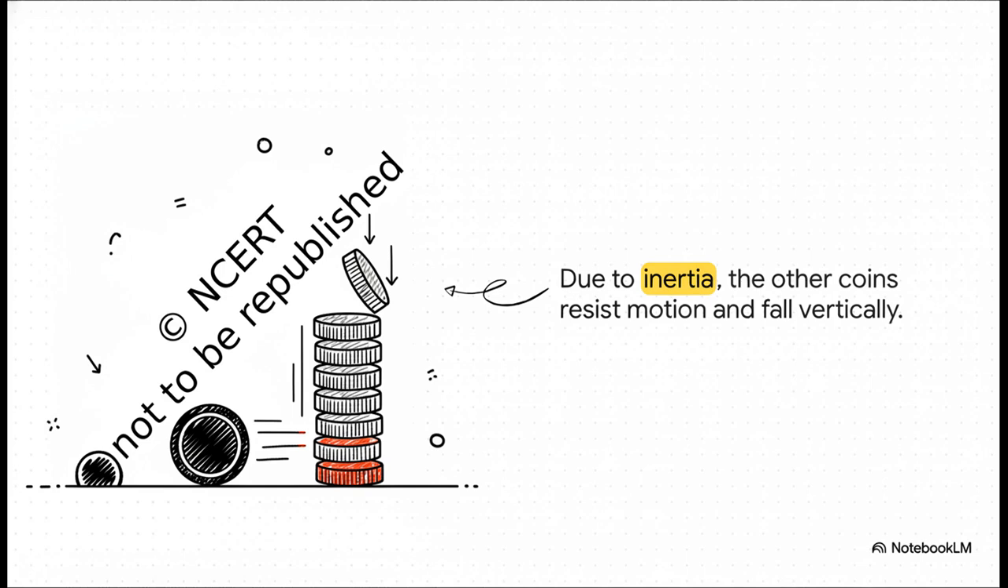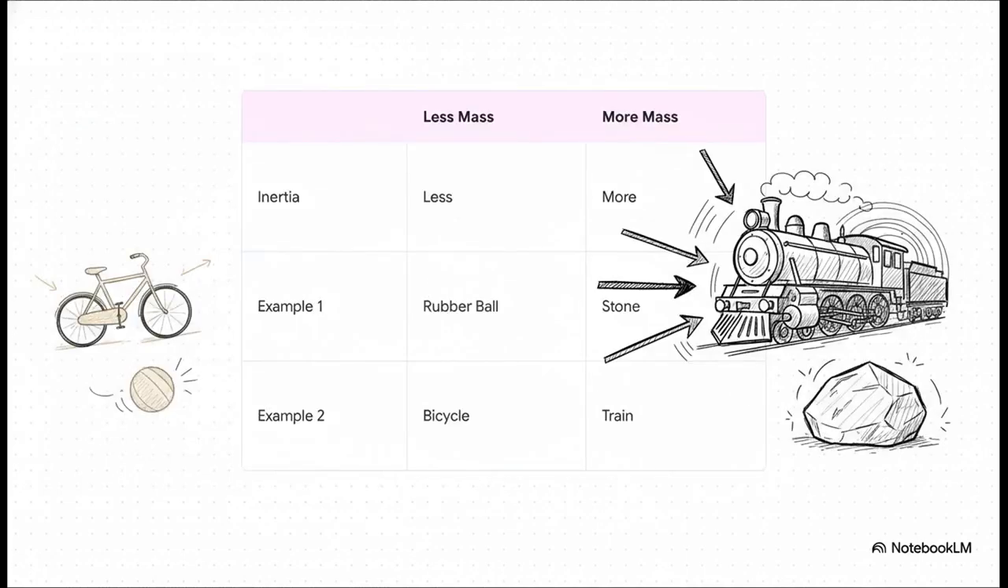A beautiful example. So, an important question. Do all objects have the same inertia? The answer is no. Inertia depends directly on the mass of the object. The more mass an object has, the more inertia it has. This means it is harder to change its state of motion. It is much, much easier to push a bicycle than to push a train, isn't it? That's because the train has much more mass and therefore much more inertia.